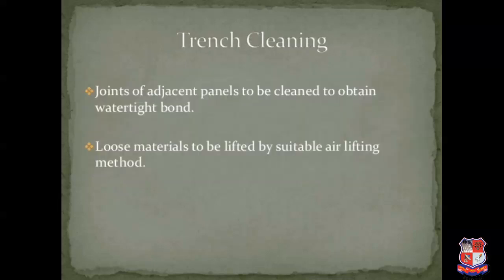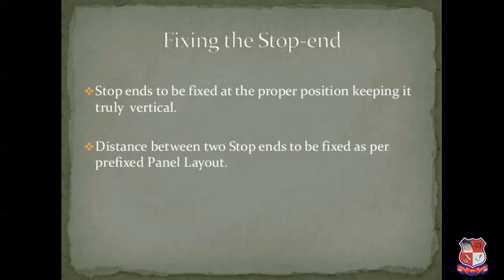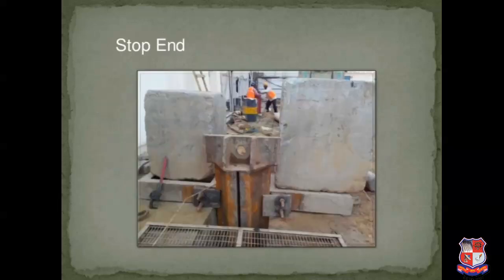Next, trench cleaning. Joints of the adjacent panel are to be cleaned to obtain a watertight bond, and loose material is to be lifted by a suitable air lifting method. Now, fixing the stop end. The stop end is to be fixed at a proper position, keeping it truly vertical. The distance between two stop ends is to be fixed as per the prefixed panel layout. The stop end can be seen in the image.